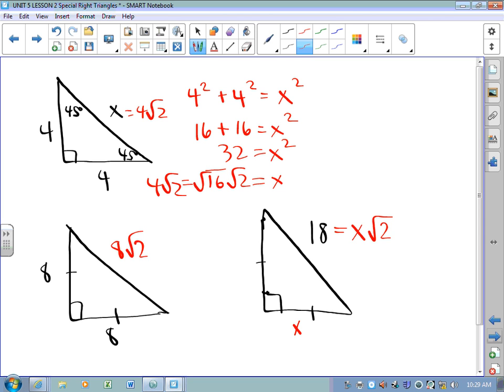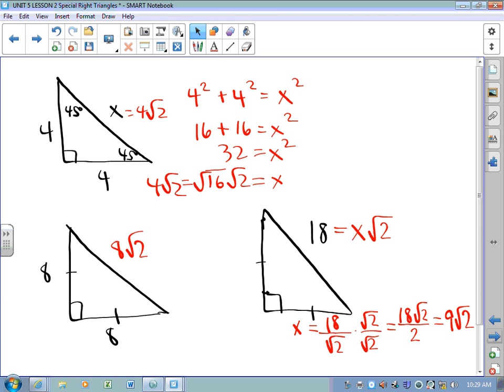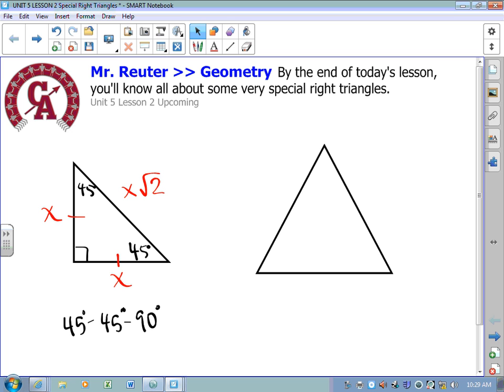So how do I get that? Well, that's 18 over radical 2. And somebody decided a long time ago you can't have a radical 2 in a denominator. And so we rationalize that. We multiply top and bottom by radical 2. And what does that do for us? It gives us an 18 radical 2 up top. Radical 2 times radical 2 is 2. We've got 9 radical 2. So we can find hypotenuses if we know legs, and we can find legs if we know hypotenuses, which brings us to the other special right triangle.